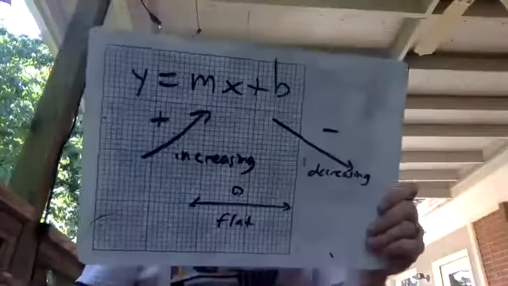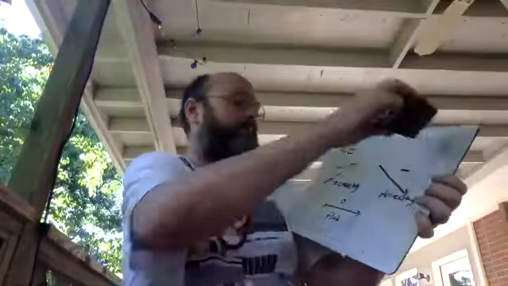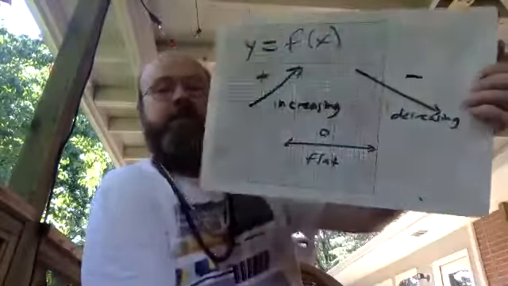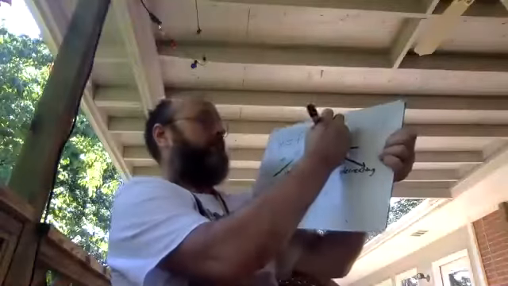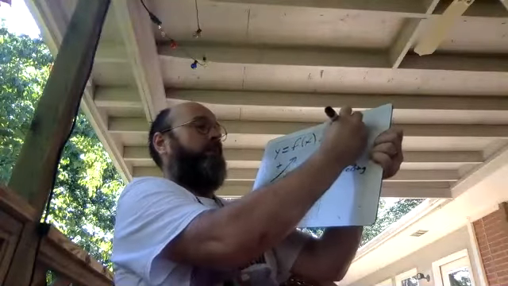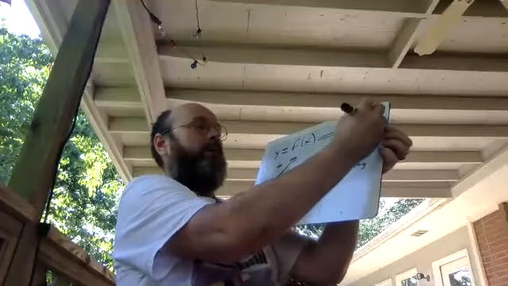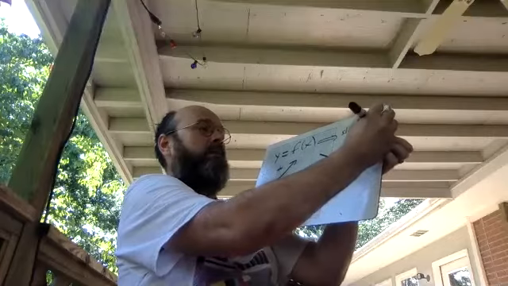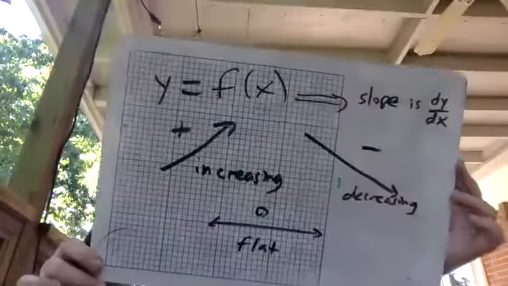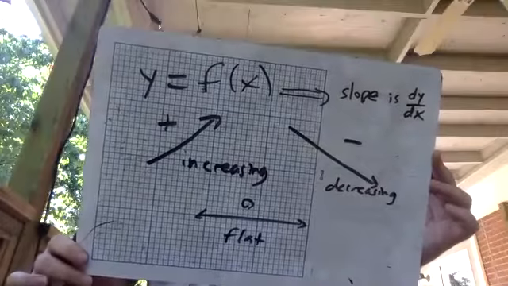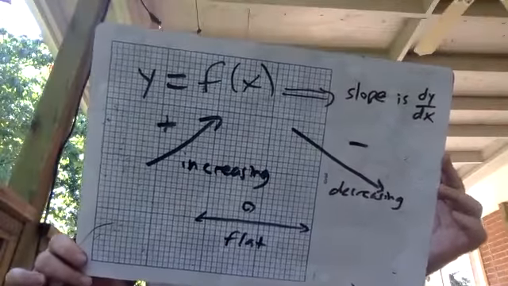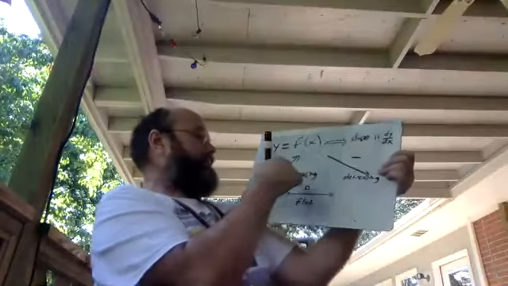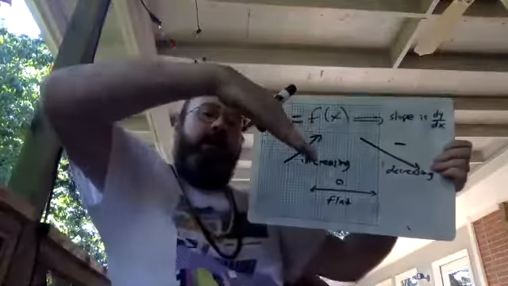This is lines. But we can replace this idea with functions, and replace the slope, of course. Now the slope is the instantaneous slope, the derivative. Cool? The derivative is the slope of the tangent line. But the slope of the tangent line is the slope of the thing that's riding along the curve.